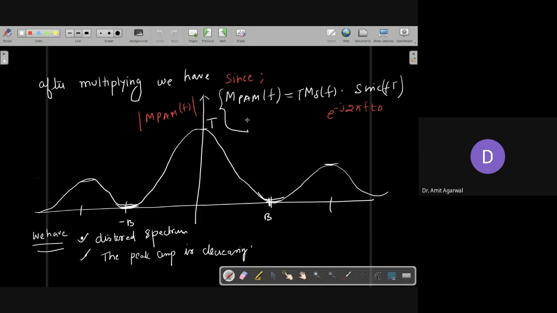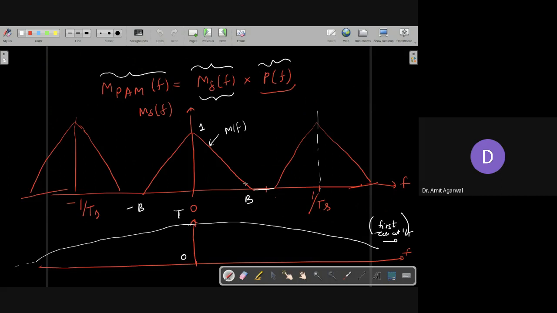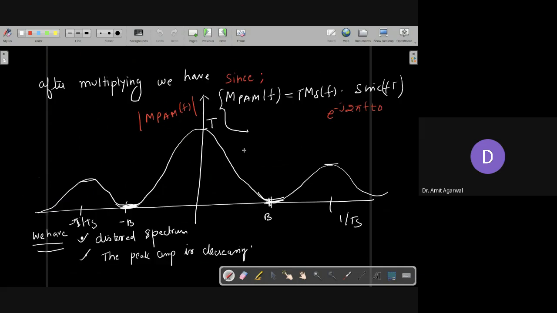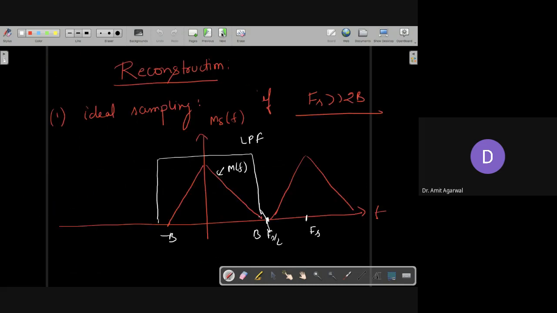And these points you can put, right? 1 by 2ts, minus 1 by ts. And there is a space. If there is no aliasing, there will be space, right? So this is that space. Now the question is how to reconstruct your PAM signal.